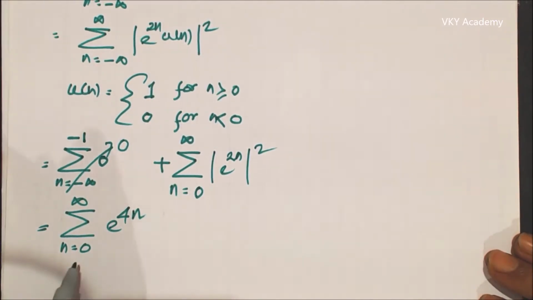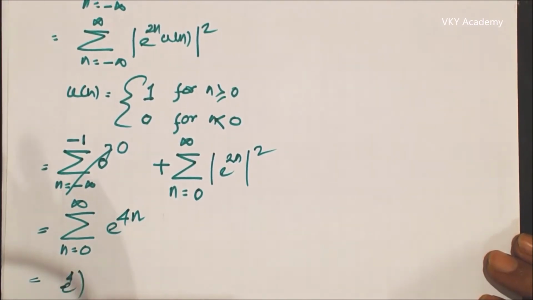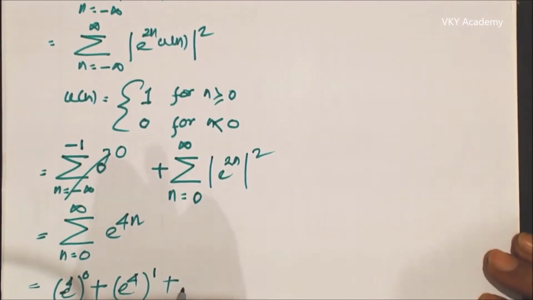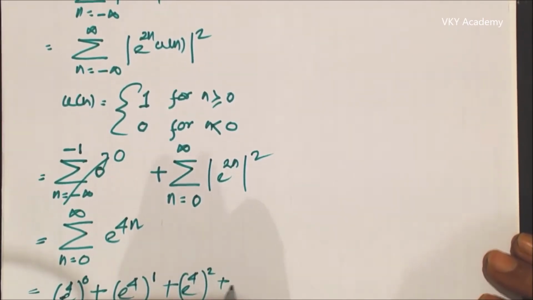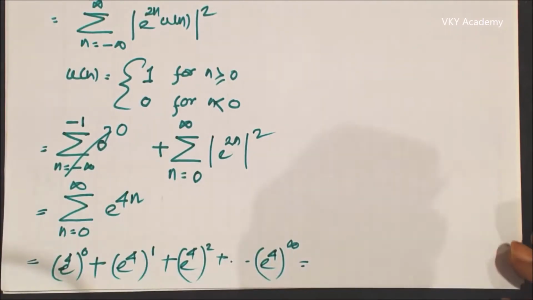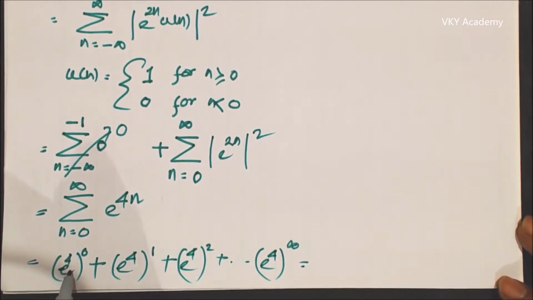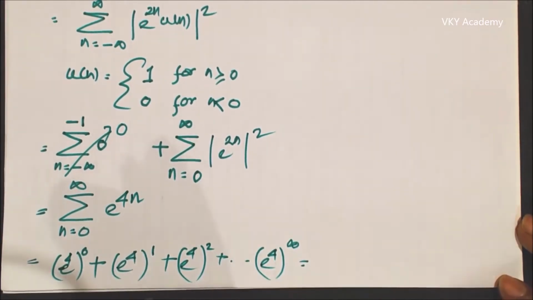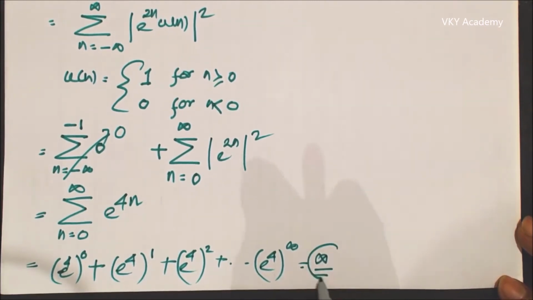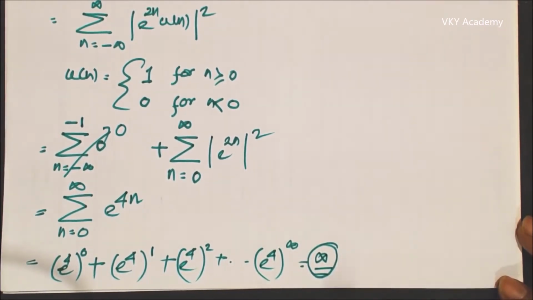Now the moment I expand this particular summation, it will look like e to the power 4 to the power 0 plus e to the power 4 to the power 1 plus e to the power 4 to the power 2 up to e to the power 4 to the power infinite. And as I can see that this GP factor e to the power 4 is always greater than 1, so I can say this particular infinite GP series will always diverge and will always be equal to infinite. So I can say this particular signal is at least not an energy signal.